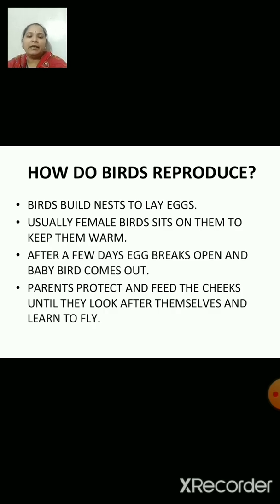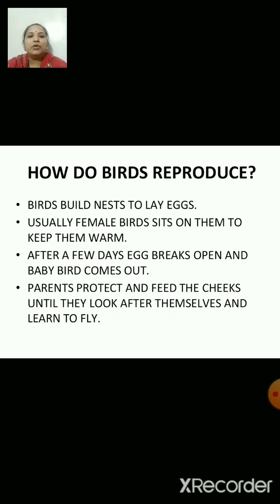Usually after laying eggs, the female bird sits on them to keep them warm. That is called incubation. In some species, the male bird, that is the father of the little bird, also sits on them to keep them warm. After a few days, the egg breaks open and the baby bird comes out. The parents protect and feed the chicks until they look after themselves and learn to fly.